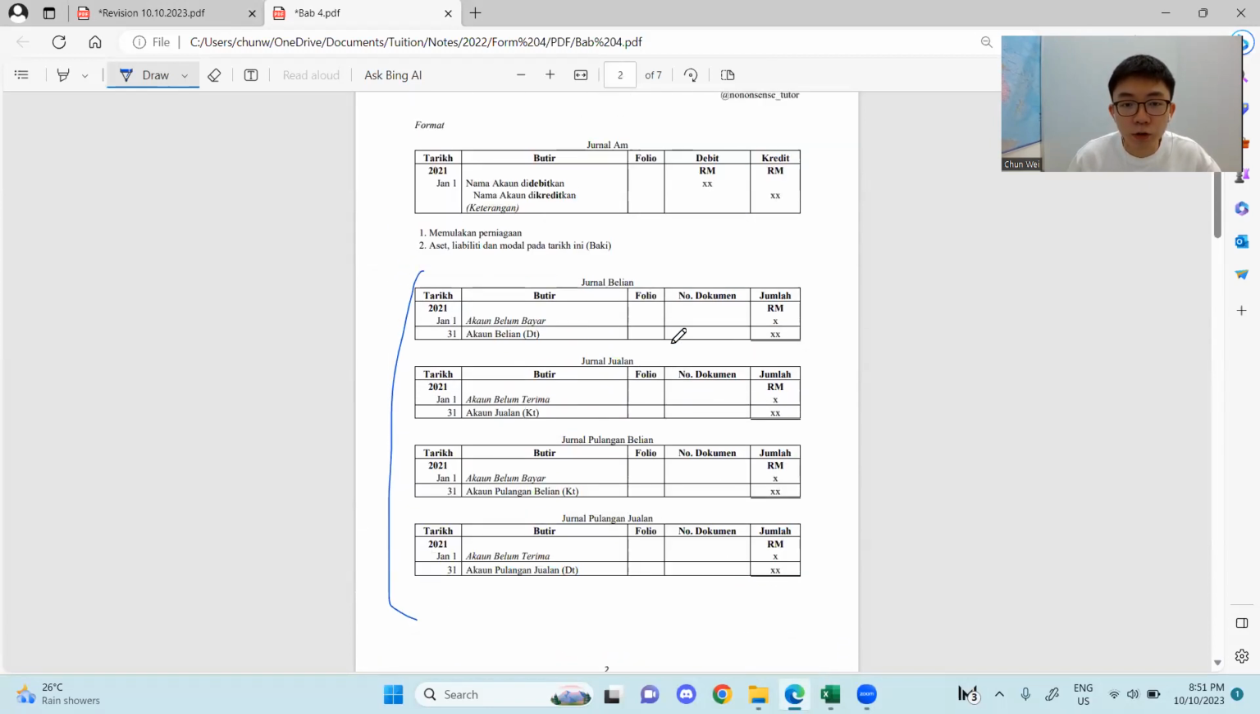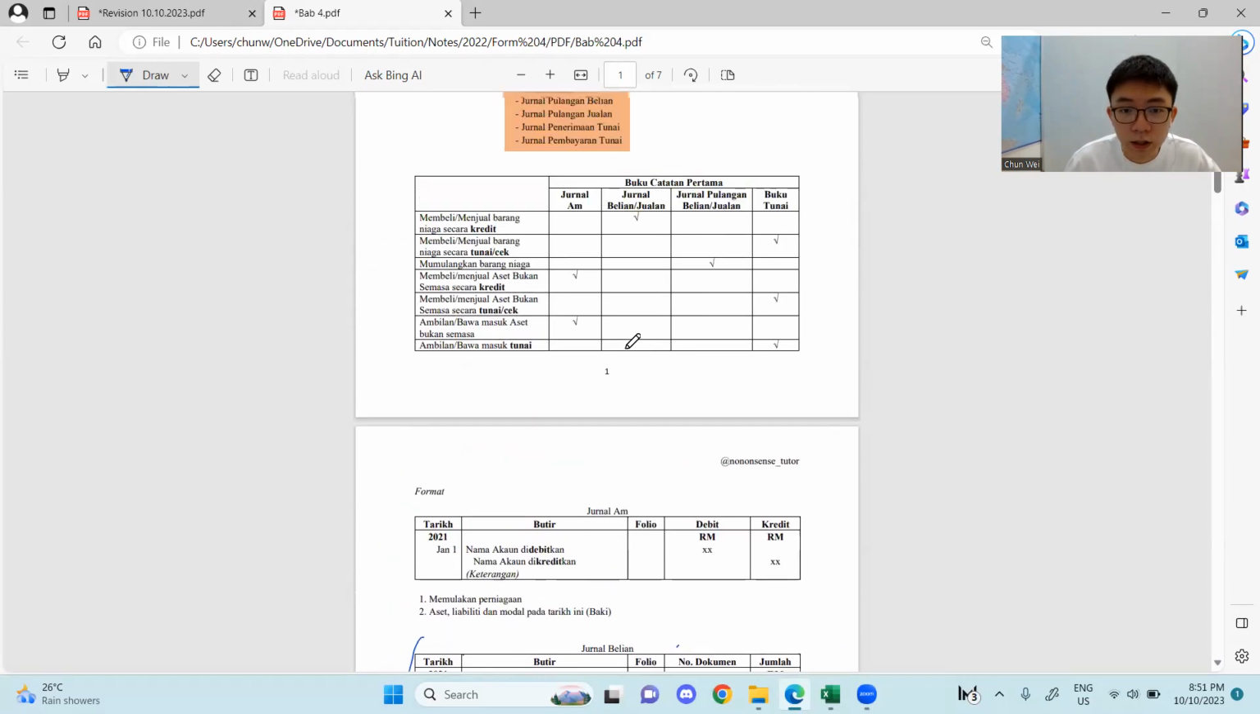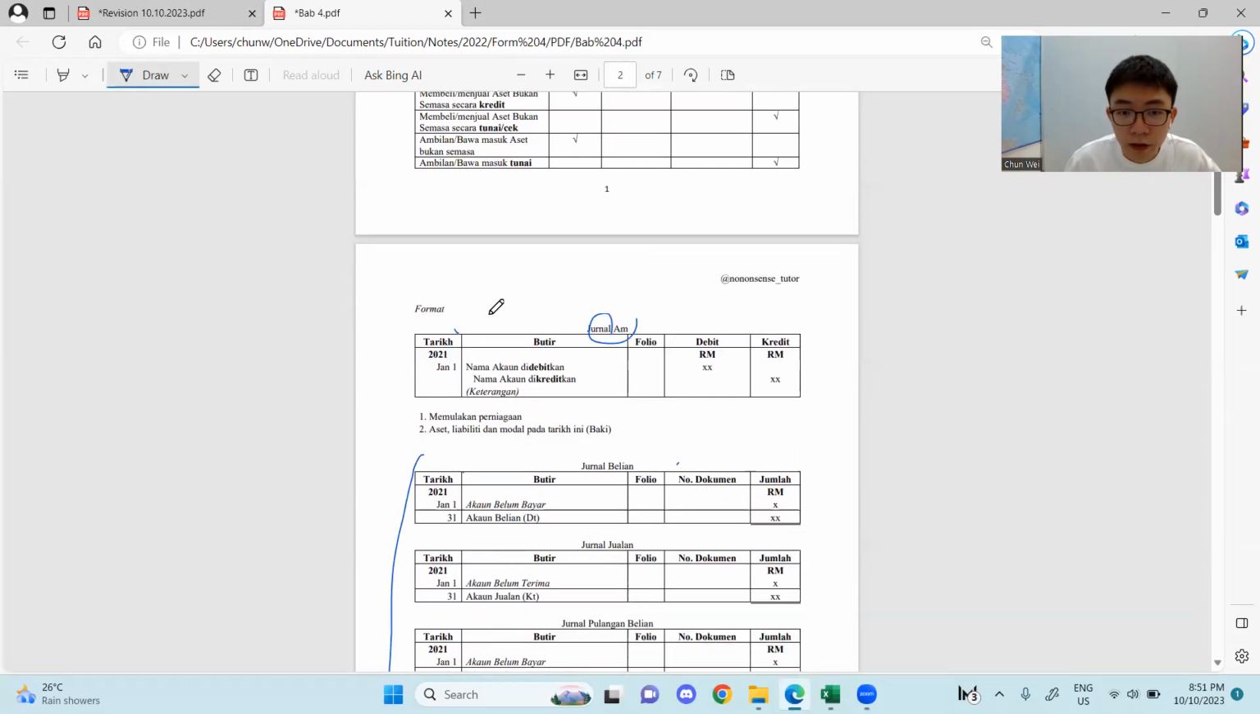Okay, and so here is the format. You can see this is a nota for my Form 4 students, and if you have my recording at the Google Classroom, you have this nota as well. You can go and refer to it if you want to. So this is what you must have. Let's start from journal am. You must have a tarikh, butiran, folio, debit, and credit.